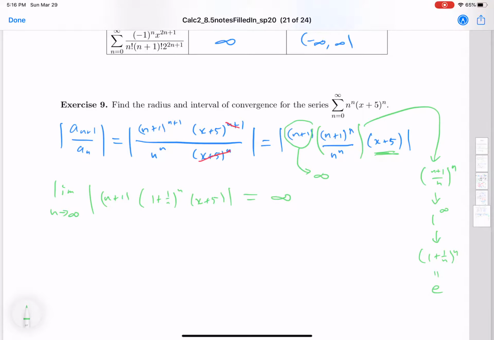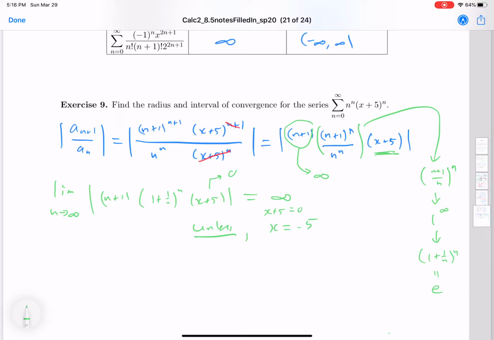It's going to equal infinity unless, what's the one situation for our unless? Unless x equals negative 5. Because if x equals negative 5, then what we've got here, that would always be 0. And that would cancel everything out. Or I could have said that x+5 is equal to 0.